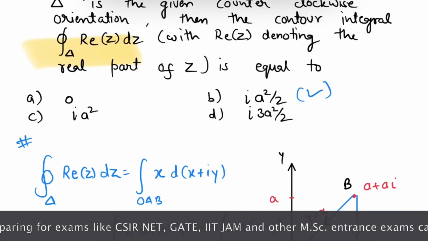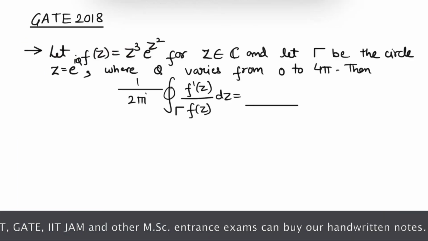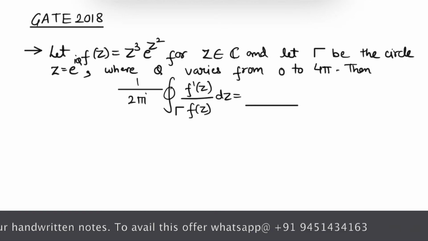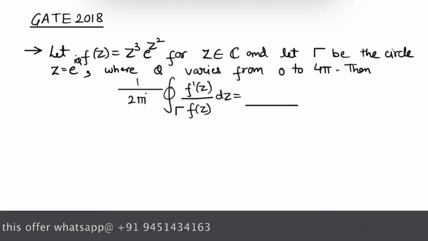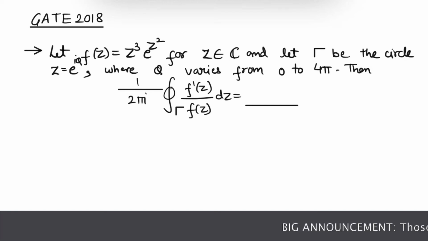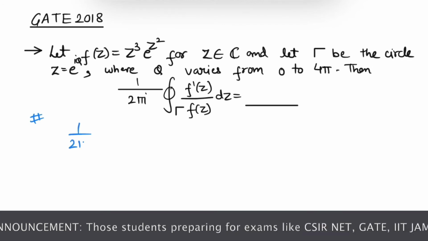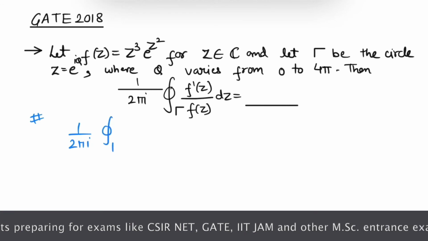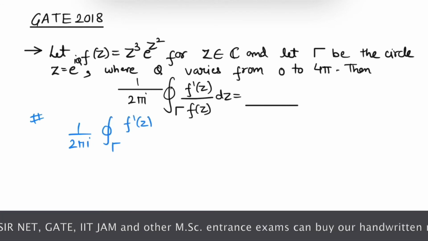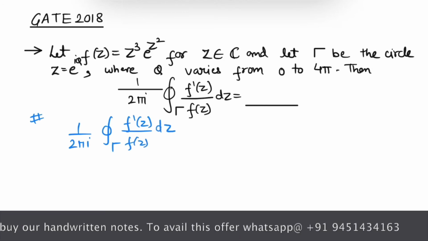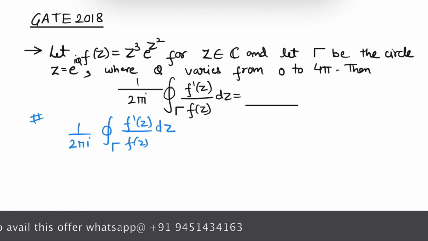Now see the last question of today's video. In this question we have a function f of z which is z cube e raised to power z square, and we have a circle gamma given by z equals e raised to power iota theta, and theta is varying from 0 to 4 pi. Then we have to find this integral: 1 over 2 pi iota integration over gamma of f prime z over f of z dz. For this we need to find f prime z first. So let's find f prime z.